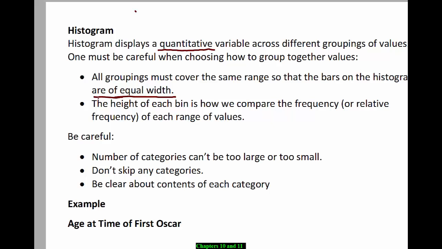Be careful that the number of categories isn't too large or too small. This can distort your overall message. Don't skip any categories. We'll look at one of those in just a minute. And be clear about the contents of each category. Our example is ages at the time of first Oscar.